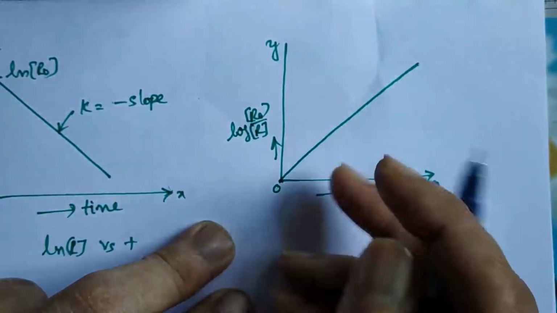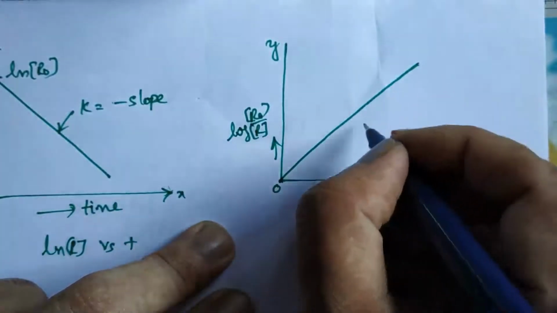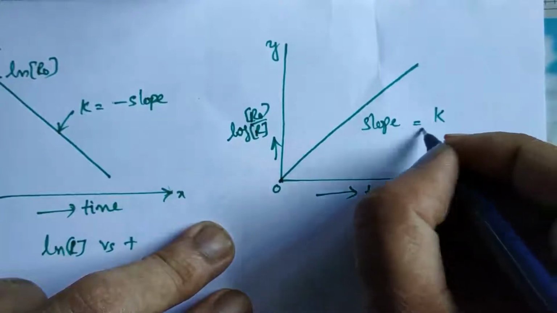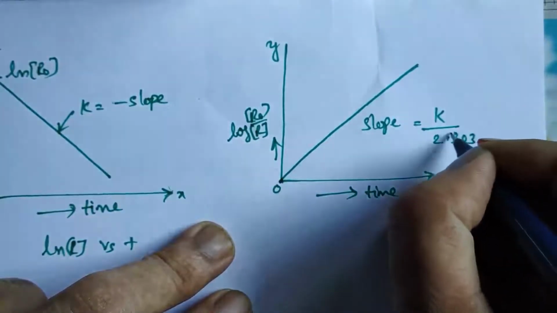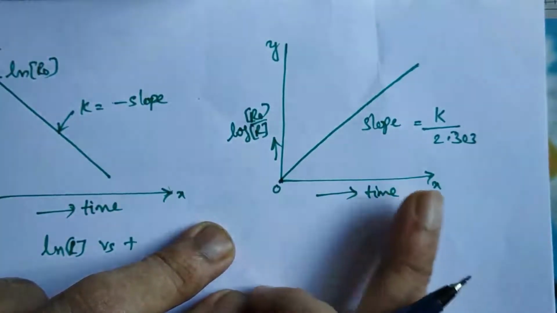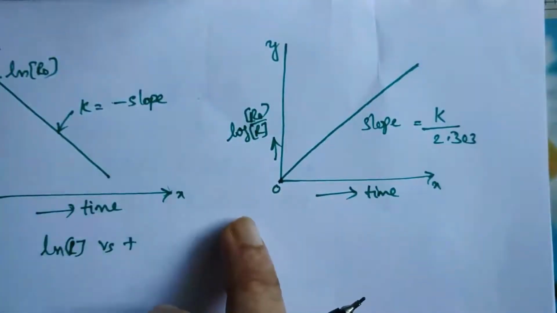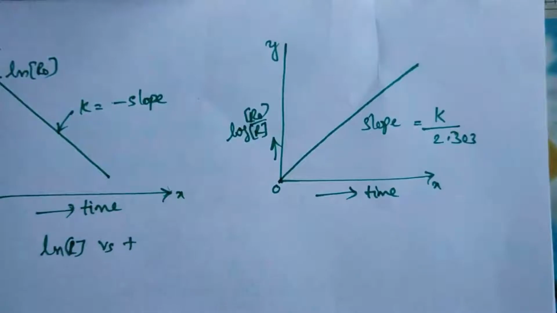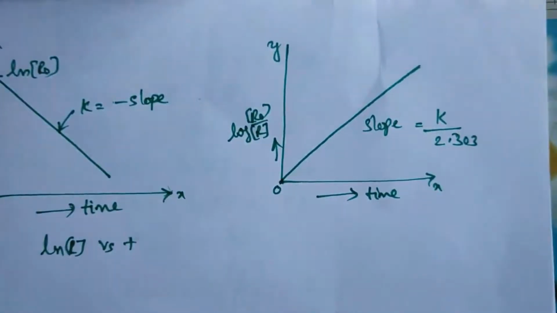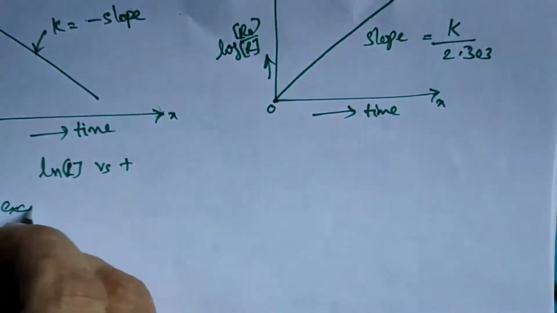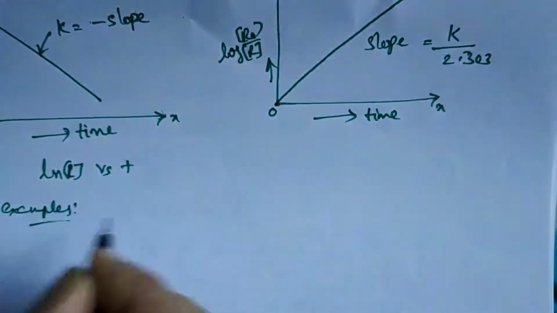It is a straight line that passes through the origin. So the slope is equal to k by 2.303. So these are the graphs for the first order reactions, and now the examples for the first order reactions.